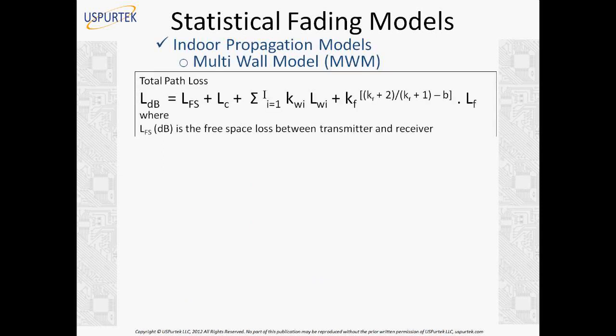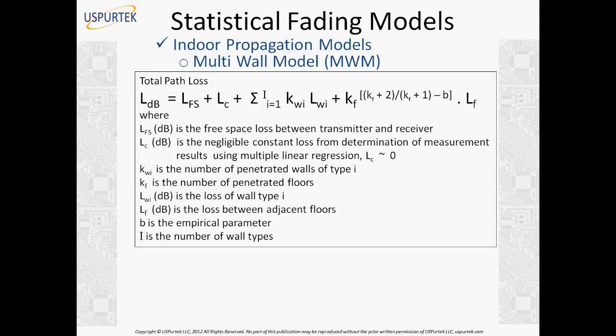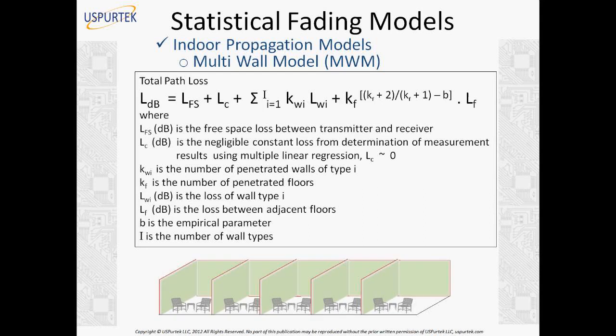Well, this is the one which is very common, a multi-wall model. In a multi-wall situation, you have multiple walls on a floor, and this is the equation you want to use. You will need a free space loss. Of course, the free space loss is a very standard equation between transmitter and receiver. But then you have correction factors. So LC here you can ignore. It's coming out of some mathematical linear regression, and you can take it as 0. It's very negligible. But other factors you have to enter.